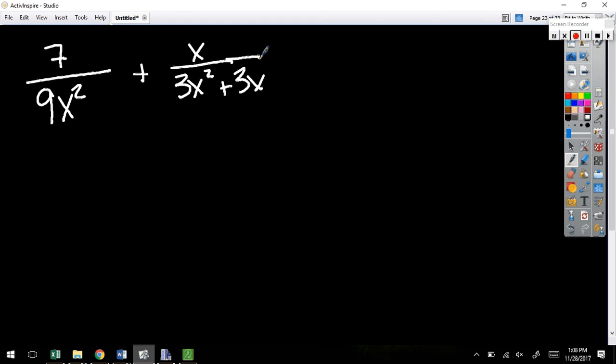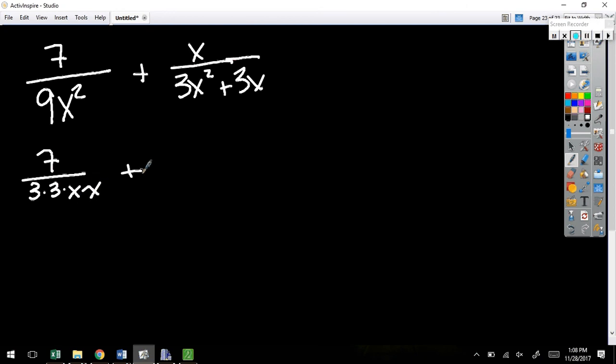Now remember, before we can find the LCD, we must first do what to each denominator? Factor it completely. The denominator is 3x times 3x. So 7 over, well, I'm going to go ahead and write this prime factorization: 3 times 3 times x times x.